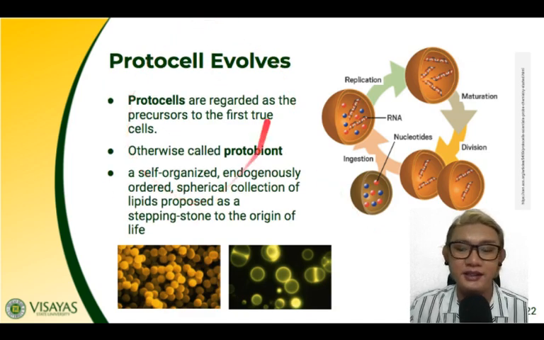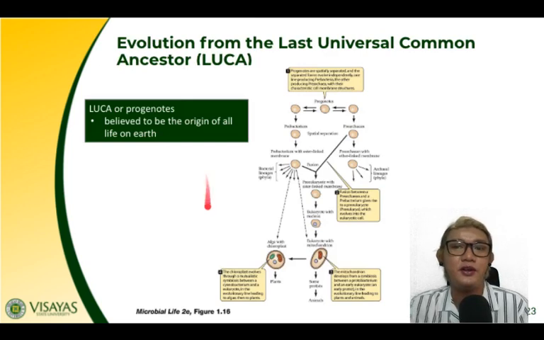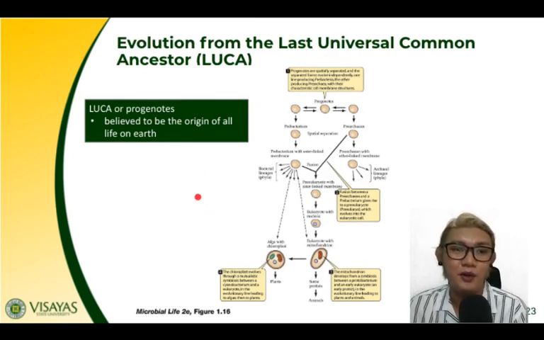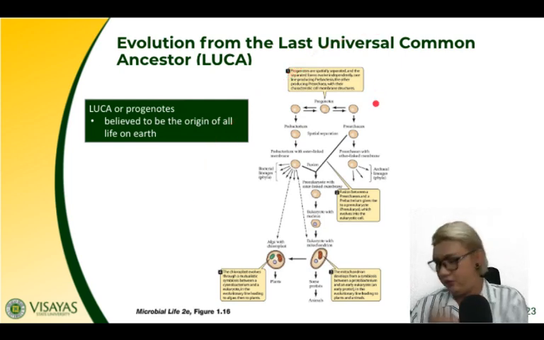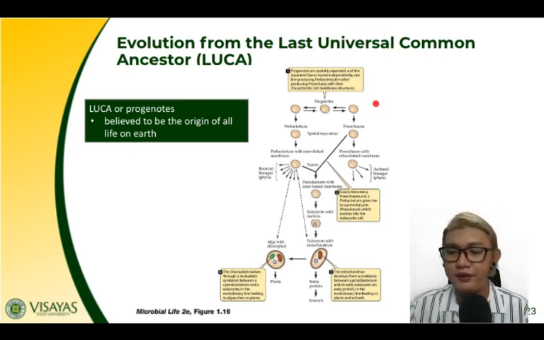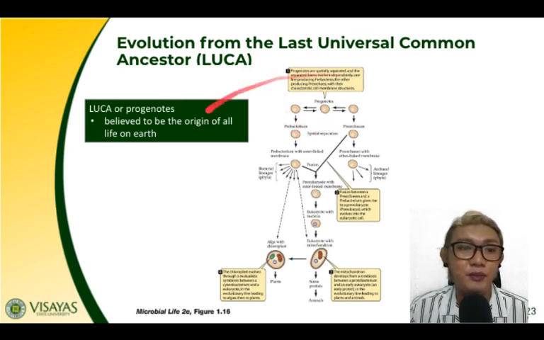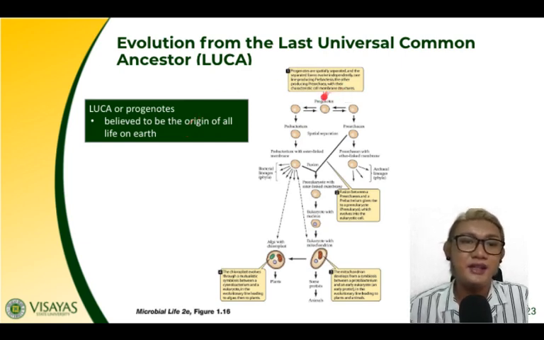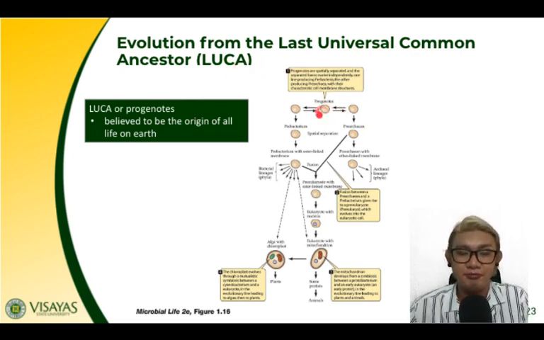I won't talk much about the details of this evolution, but from these precursors to the first true cells arose the last universal common ancestor. This universal common ancestor is believed to be the origin of all life on Earth. These are otherwise known as the progenotes. The last universal common ancestor, the LUCA, otherwise known as the progenotes.